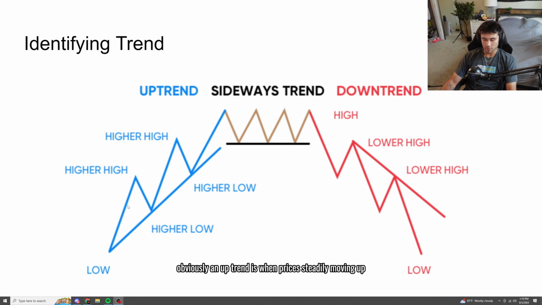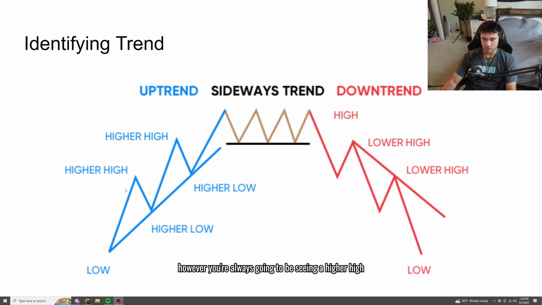Now, obviously, an uptrend is when price is steadily moving up. Sideways trend, or sometimes referred to as consolidation, is when price is neither moving up or down, and we're kind of just stuck in a range and moving sideways, as it's literally called. Or we're in a downtrend where price is obviously moving down. Pretty self-explanatory. What by definition is an uptrend? Well, yes, Mark, obviously it's price moving up.